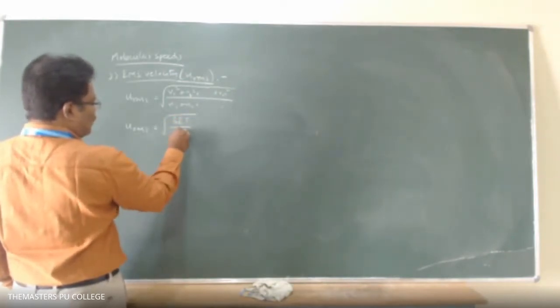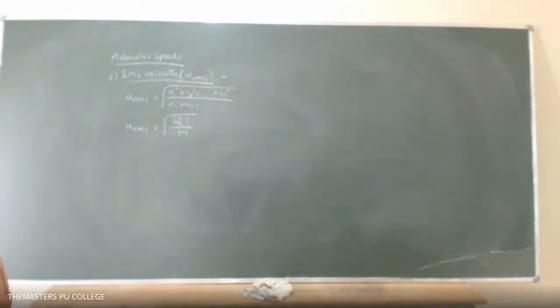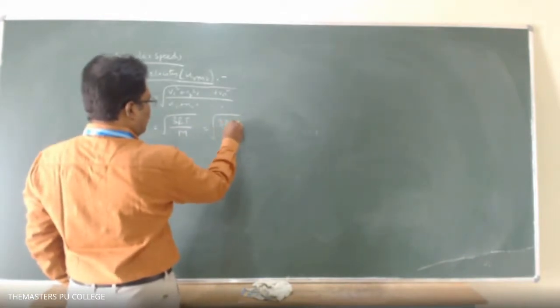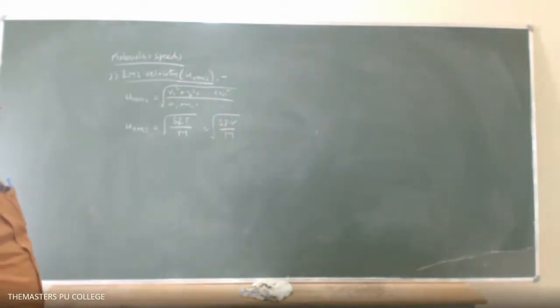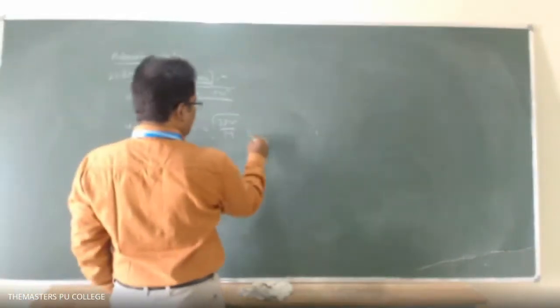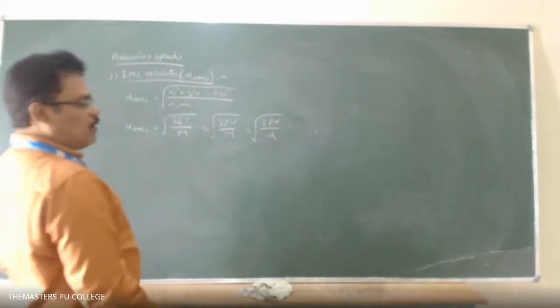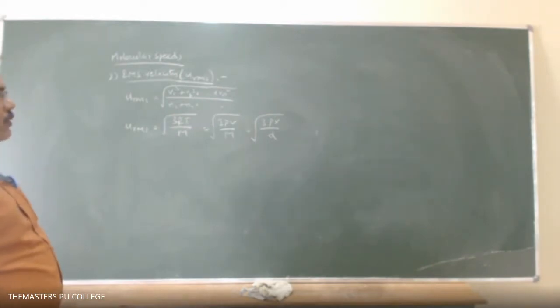3RT by m, which is equal to, since PV equals RT, root of 3PV by m. And also this is equal to the root of 3PV by d, because d is proportional to m. So that is under root of 3PV by d.